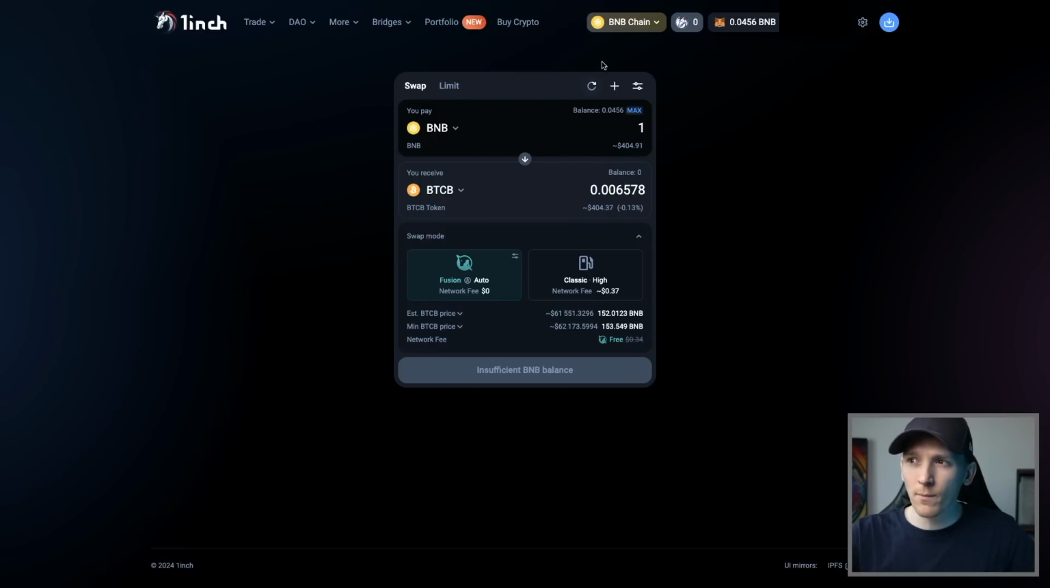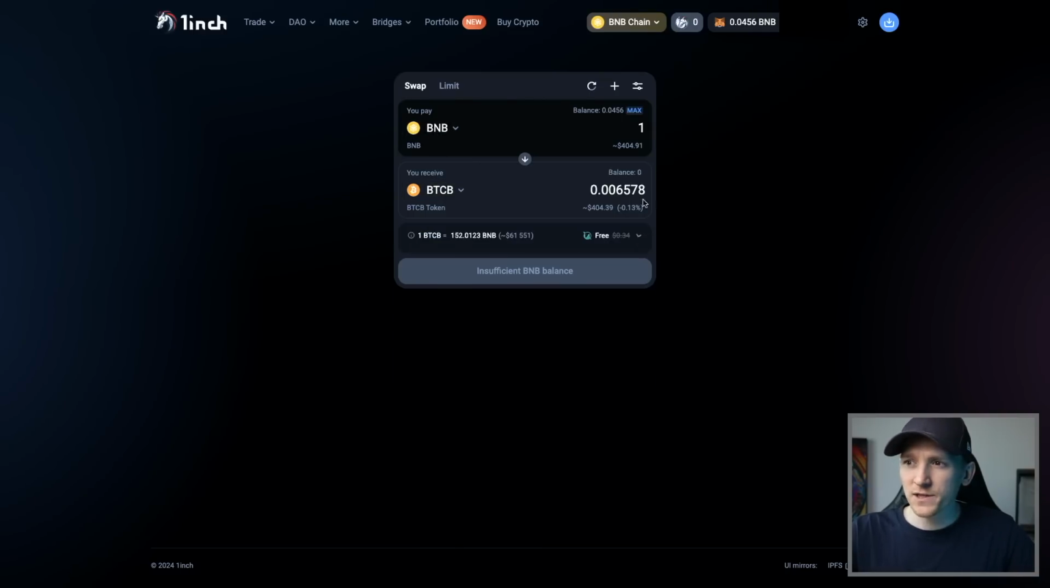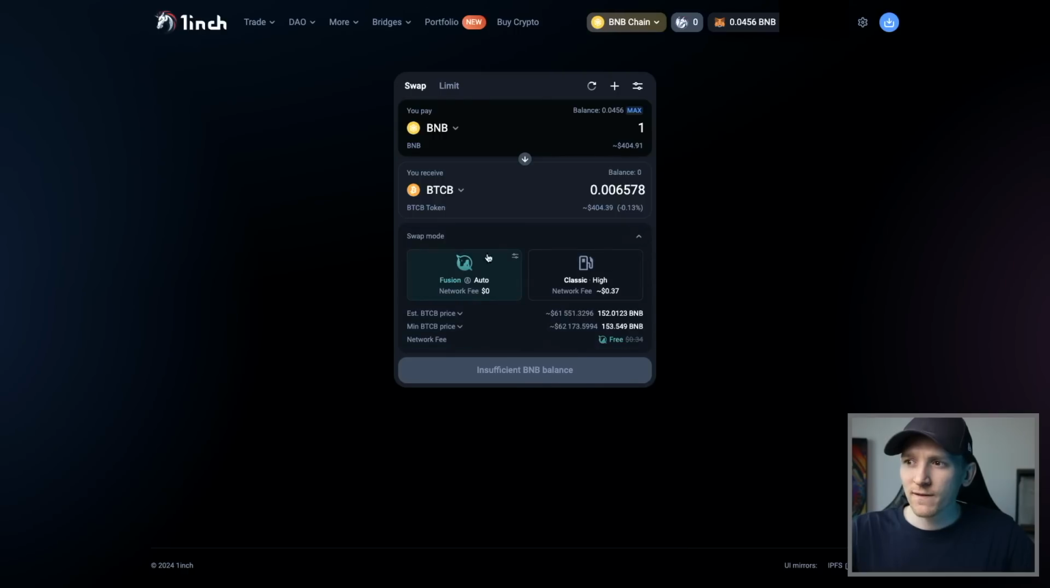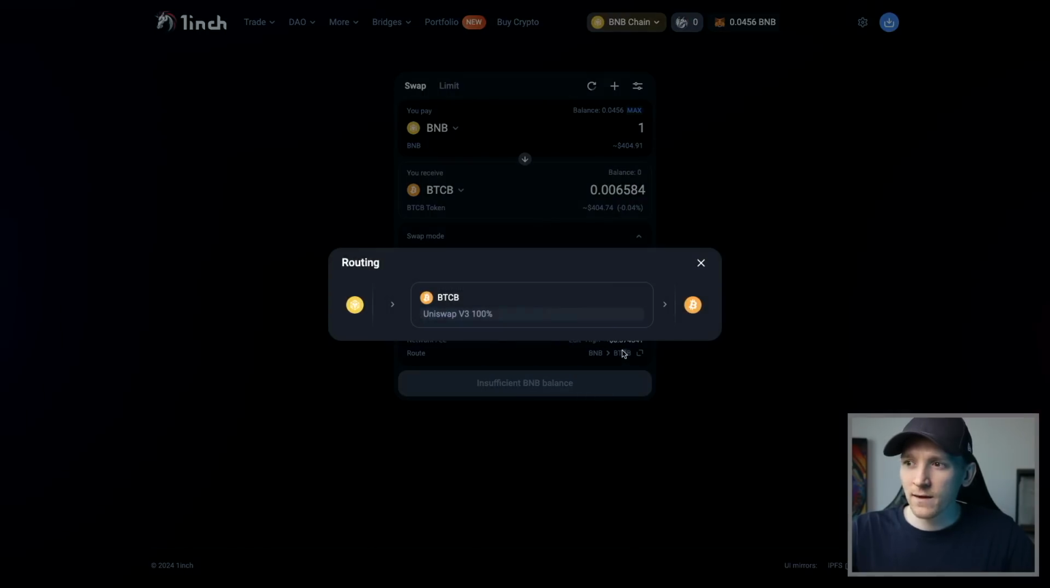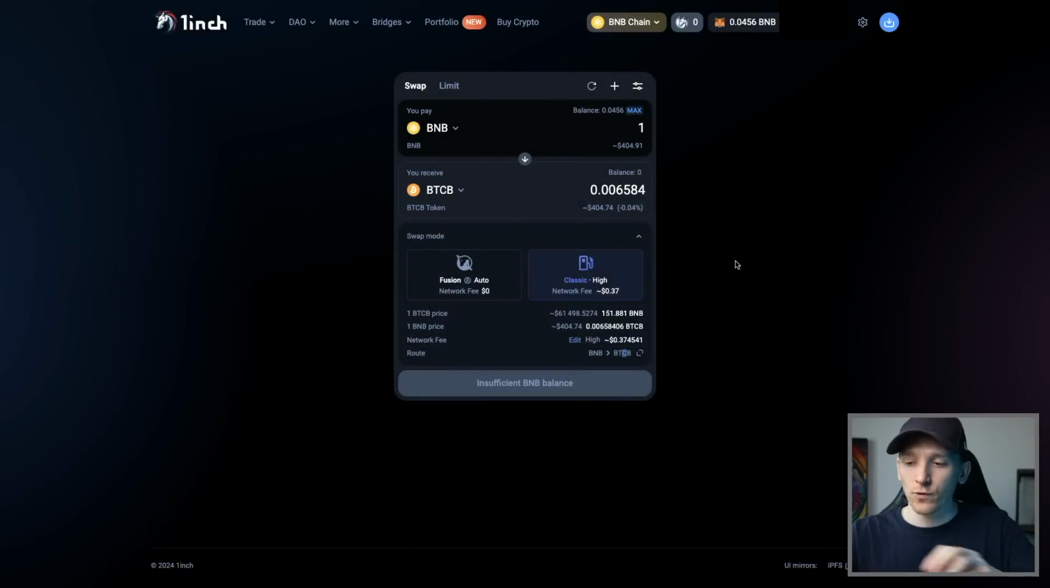As an example here, I'm on the BNB chain and I want to swap BNB for another coin. And if we just drop down the swap mode, you can see if I go to the classic version, the route it's taking, it's using Uniswap v3. So that right now is the best exchange to trade this asset on. A couple of seconds ago, it was PancakeSwap. So it can change depending on what the absolute best price is right now as you're trading. So this is a way to get the best price for your trade.